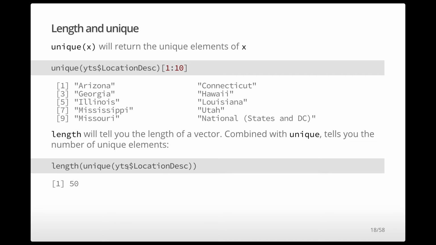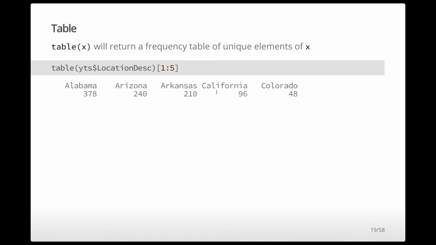Now we've already showed you length. So why am I doing this? Length will tell you the length of a vector. Combined with unique, it tells you the number of unique elements. So combining these two is a little bit more powerful than either one individually. Unique tells us the unique elements. Length tells us how many. It's 50. Well, there's 50 states in the U.S. There's 50 elements, but we already know at least one of them is a national estimate. So we already know we're missing some specific states. Some states might not have participated in the Youth Tobacco Survey. We see Hawaii's here, so maybe Alaska's missing, but we could cross-reference that.